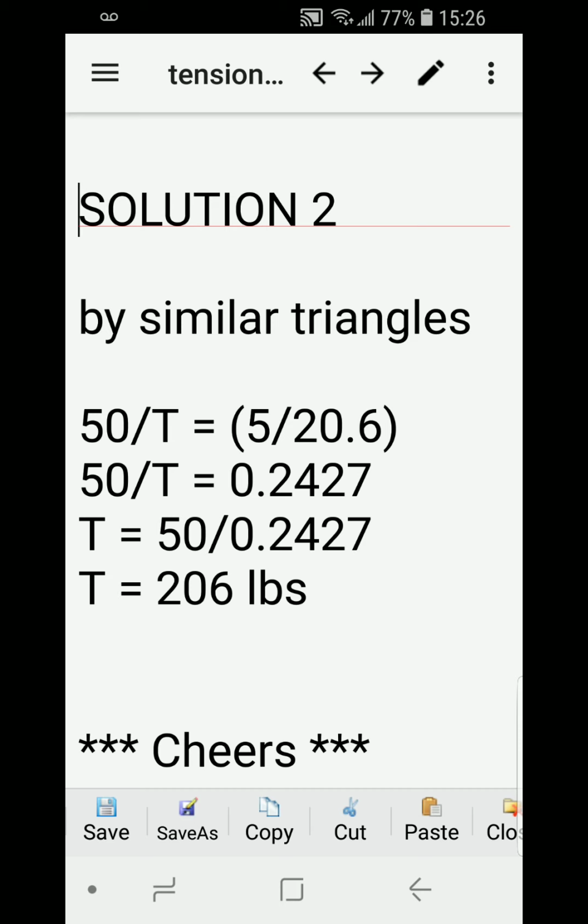Now the key takeaway for similar triangles is you have to ensure that you're using the ratio of their corresponding sides. So if you're using the shortest side of the triangle as a ratio to the hypotenuse, then you must also use the shortest side on the other triangle as a ratio to the hypotenuse of the other triangle.